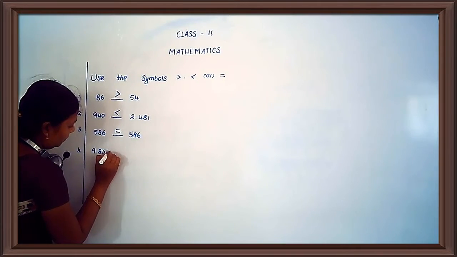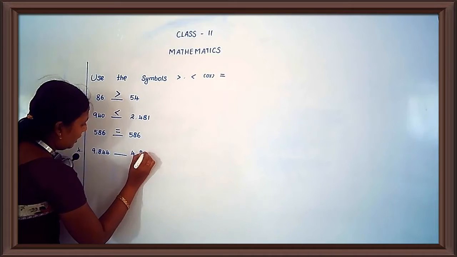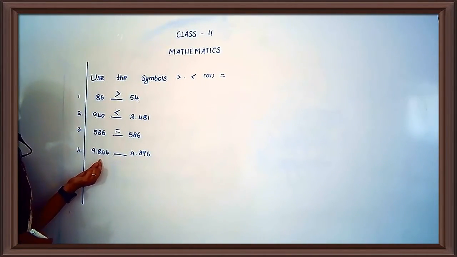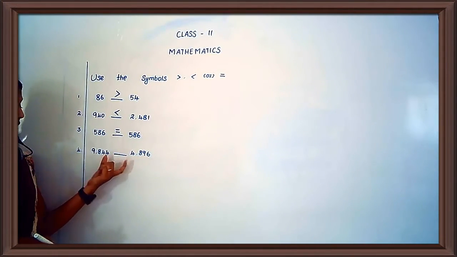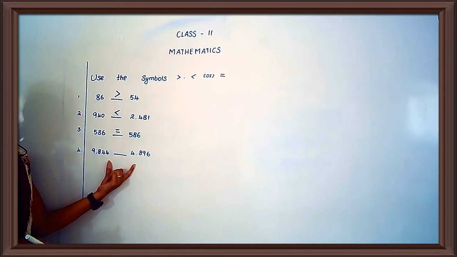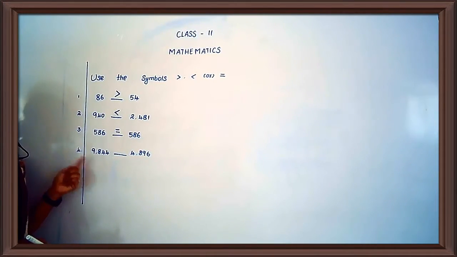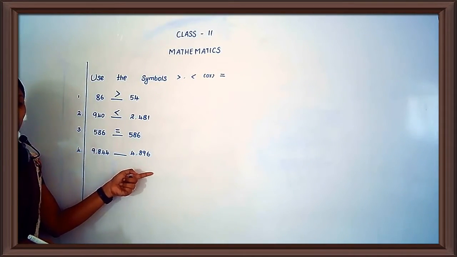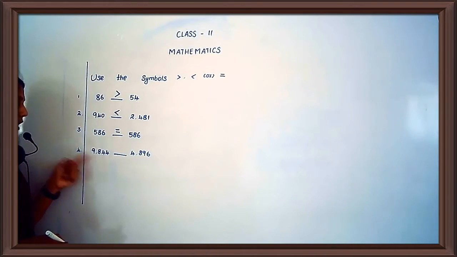9844 and 4896. Both sides have the same number of digits, yes or no? A 4-digit number and a 4-digit number. A 4-digit number starts from 1000. So this one is 9000, and that side starts from 4000. Is 9000 the greatest number or is 4000 the greatest number? 9000 is the greatest number.